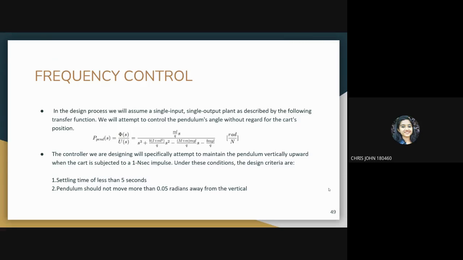Good afternoon, everyone. Today, I'll be discussing designing a controller using the frequency response method. For this, we need the transfer function of the pendulum as well as the cart. Here you can see the transfer function of the pendulum. The controller we are designing will specifically attempt to maintain the pendulum vertically upward when the cart is subjected to a 1 Newton-second impulse. Under these conditions, the design requirements for this system are a settling time of less than 5 seconds and a pendulum angle never more than 0.05 radians from vertical. Next slide.